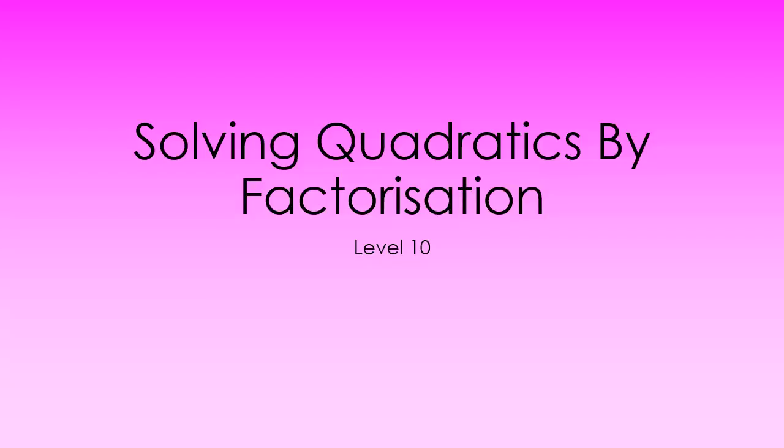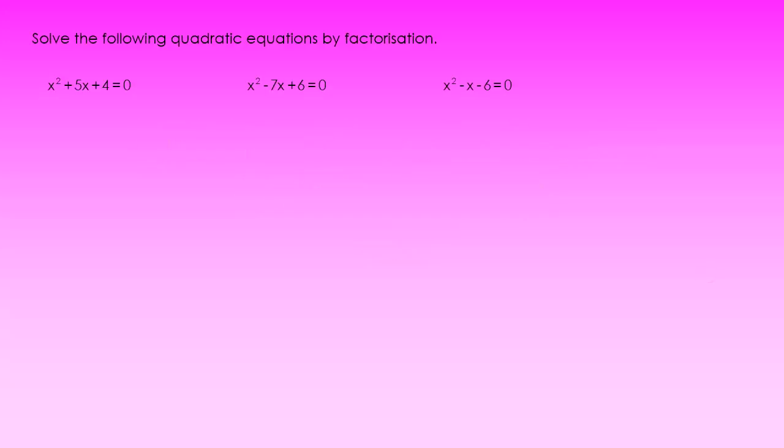Solving quadratics by factorisation. So we have these ones here to start with. x squared plus 5x plus 4 is equal to 0. If we're going to factorise, we need two numbers that multiply to give us 4 and add to give us 5. And 4 and 1 will do that.